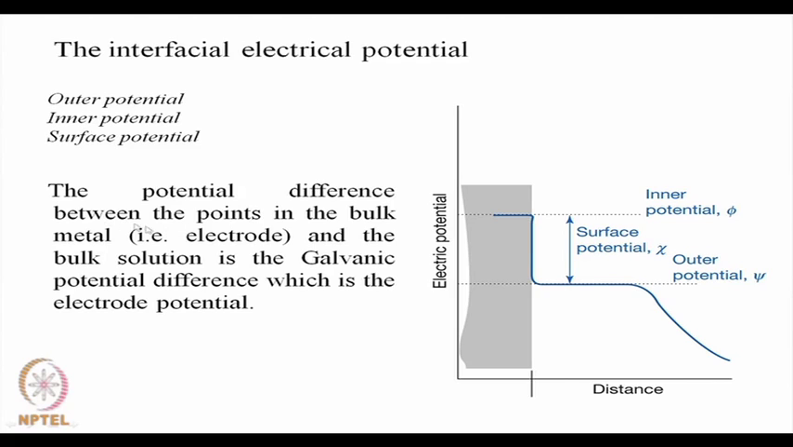The potential difference between the points in the bulk, that is the metal, and the bulk solution is the galvanic potential difference, which is the electrode potential, which may be regarded as the interfacial electrical potential. So, the outer potential, the inner potential, and the surface potential.